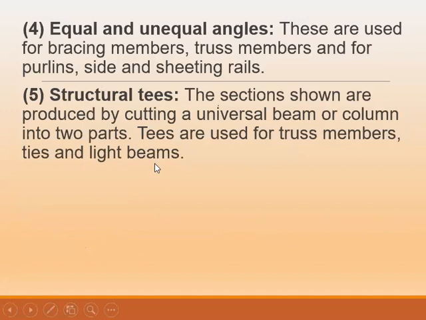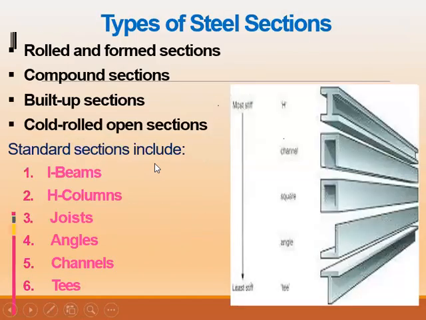Angle sections are like this one. You see? This one here is the angle section. Or simply they are called L section because of the shape that they possess. They possess an L shape like this one. So these can be found in two categories. We may have equal angles or unequal angles.